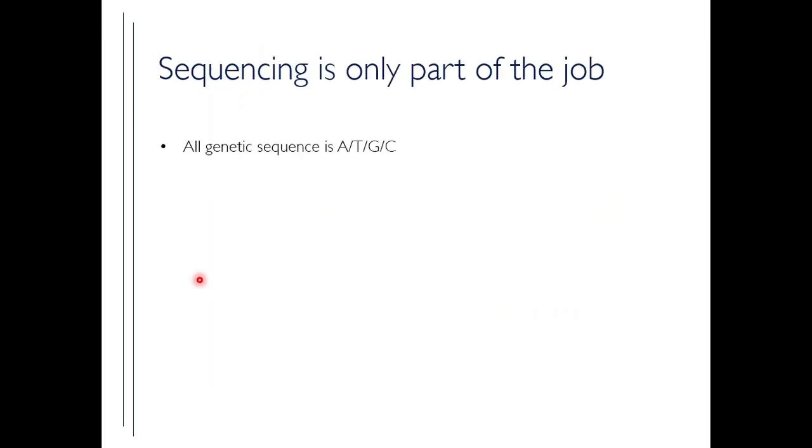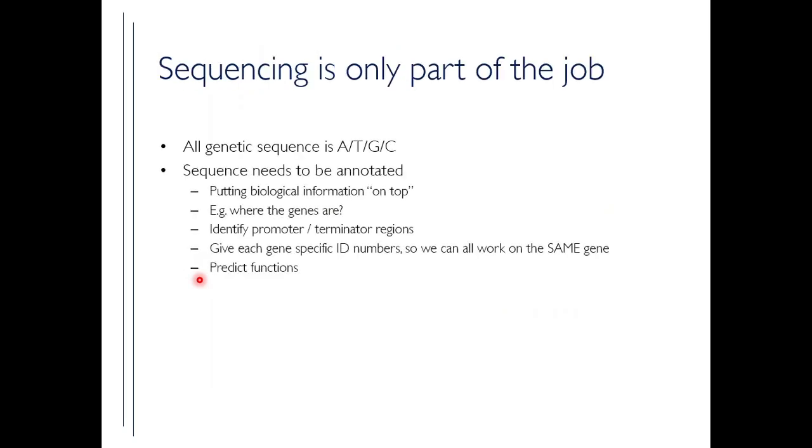But sequencing is only part of the job. All genetic sequences are just mixtures of A's, T's, G's and C's for DNA. It's all well and good having that sequence, but what you need to do is overlay annotation on top of it. I.e., you need to identify where the genes start and stop, what are genes, what are not, what are part of introns. You need to identify promoters and terminators, and give each gene specific identification markers so that other people can search data on the same gene.